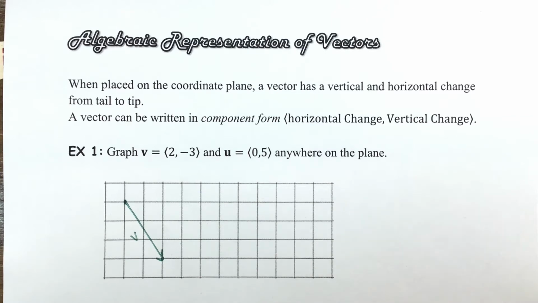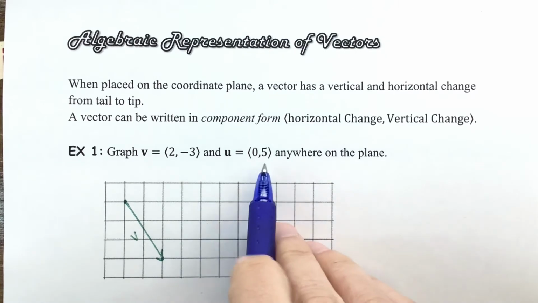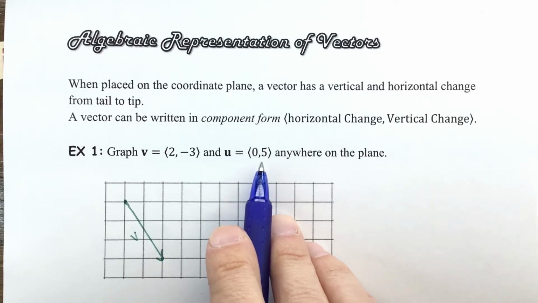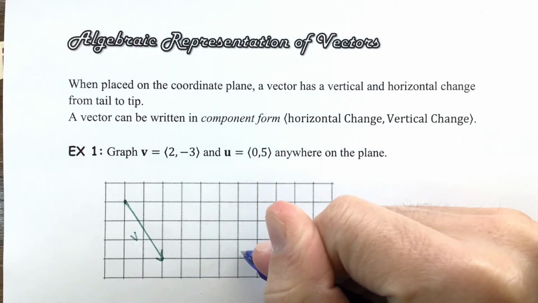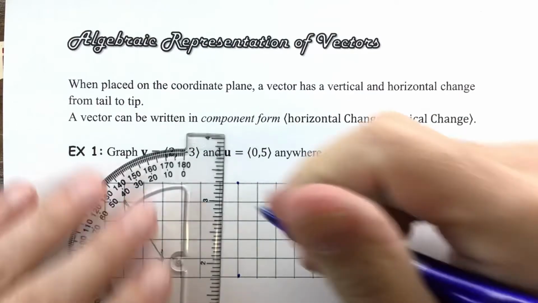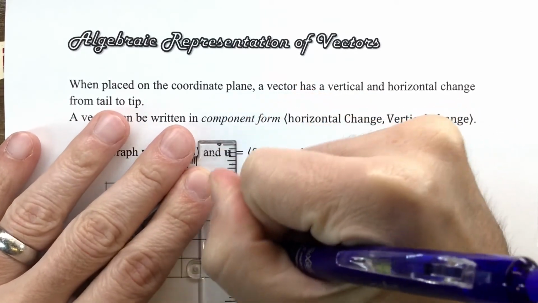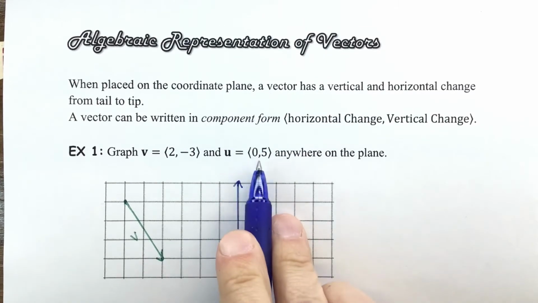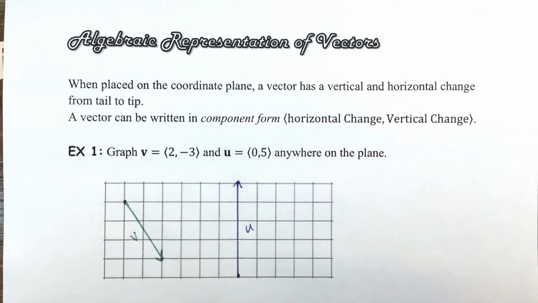Vector U is <0, 5>. The 0 indicates that this vector does not move left or right at all. The 5 indicates that this vector is moving up 5 units. 1, 2, 3, 4, 5. So that's going to take up all my boxes here. So this could be vector U, which would be heading in that direction because you've got the +5.